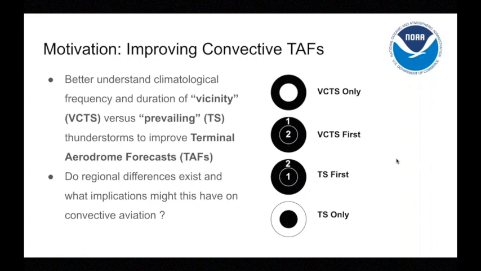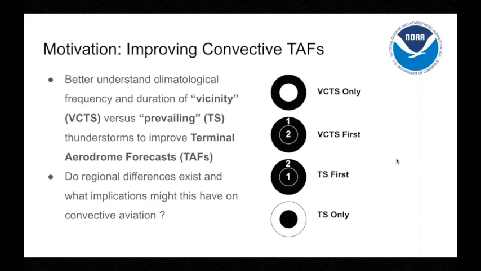This little graphic on the right is to help visualize the 4 different storm types that I'm going to talk about throughout this presentation. First is VCTS only. If you imagine the airport at the very center of this circle, there are only strikes within the 5 to 10 mile ring around the airport. There are no strikes within 0 to 5. For VCTS first, that means the first strike of the storm is within that 5 to 10 mile ring, but the rest of the strikes throughout the whole storm can be anywhere from 0 to 10 miles.